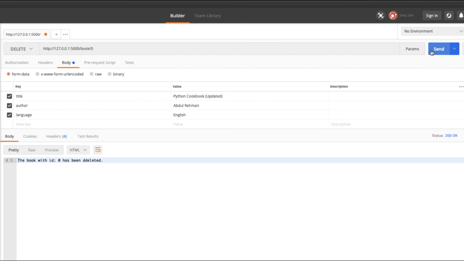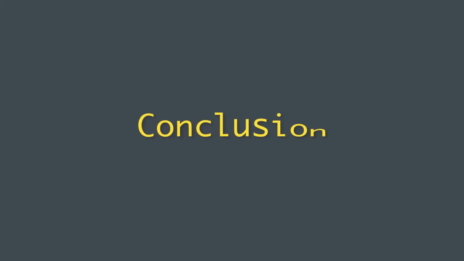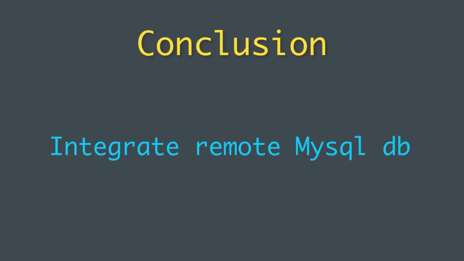That's how we can integrate a remote MySQL database in our Flask API. I showed you the simplest way to achieve that. Definitely, there are more options we have. For example, we can utilize the SQLAlchemy package to manage all sorts of databases.